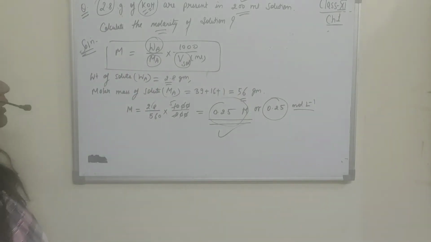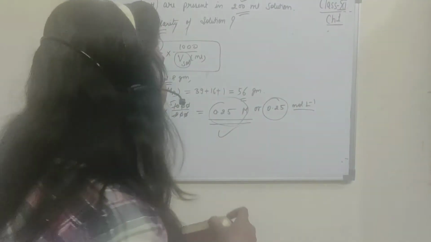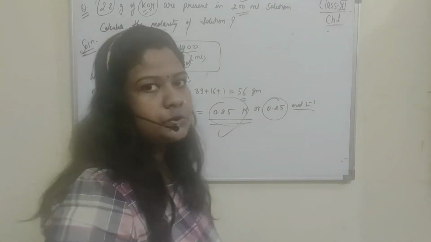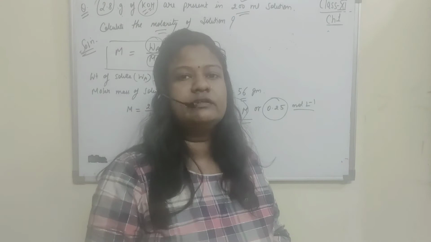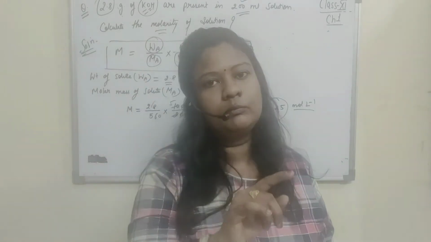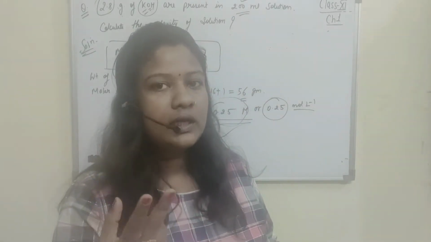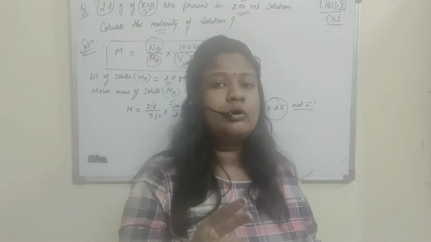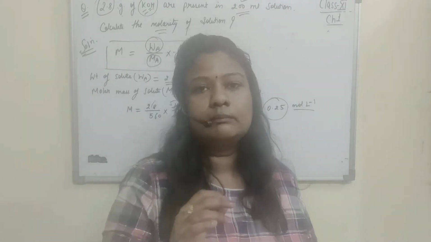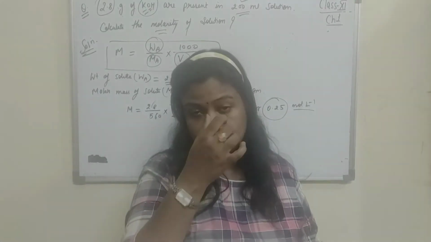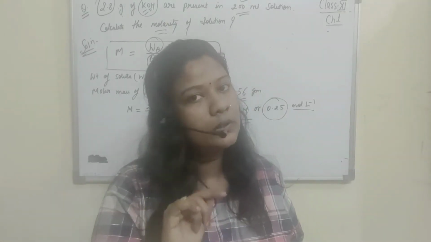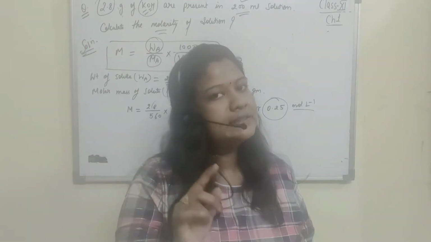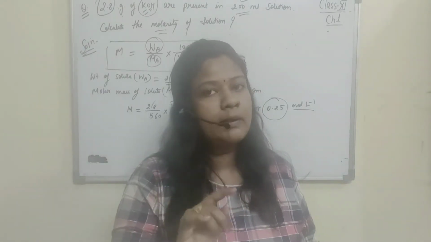Now next I am taking, I think you have understood about the molarity of the solution, correct? There is a big difference between molarity and molality. What do you understand by molality? Number of moles of solute dissolved in 1 kilogram of solvent, that is its molality, and it is represented by small m. But what do you understand by molarity?